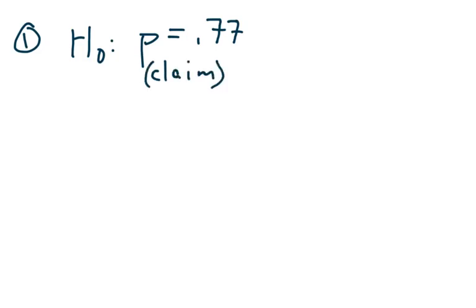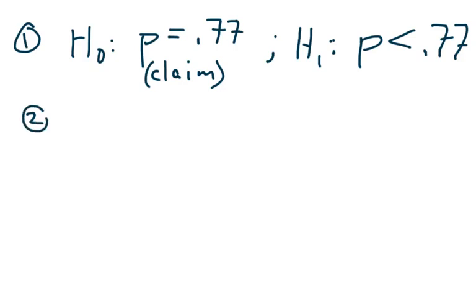And when we get down to step 2, I'll re-explain why that is. In H subscript 1, well, we're going to negate this, and we're going to negate it in the way that's pertinent to our research. We're going to say P is less than 0.77. And again, I'll make more detail about that in the picture here. Okay? All right. So here we are.